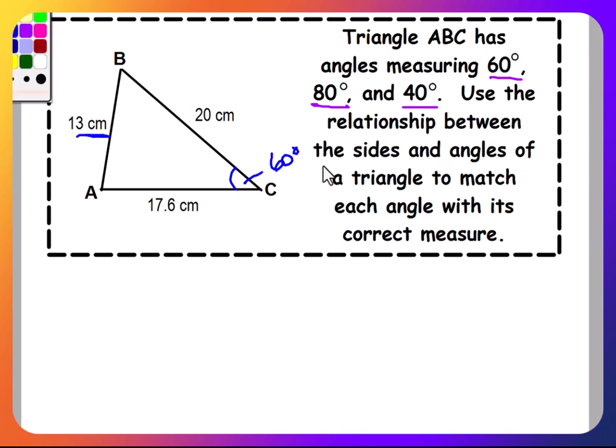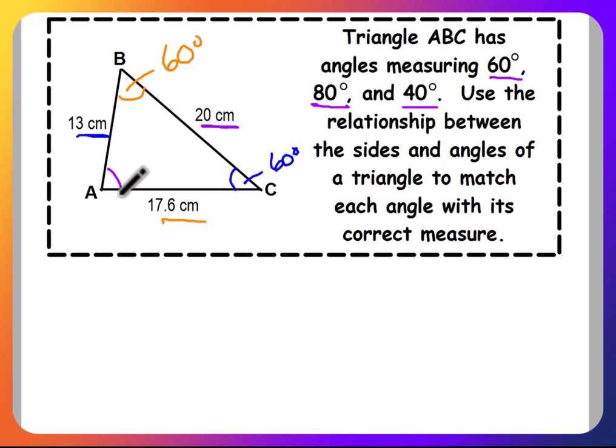Okay, the middle length is 17.6. And the angle opposite that is angle B, so that would be the middle angle measure, which is 60 degrees. And then lastly, you have the largest angle, 80 degrees, which is going to be opposite the longest side, so that's angle A, 80 degrees.